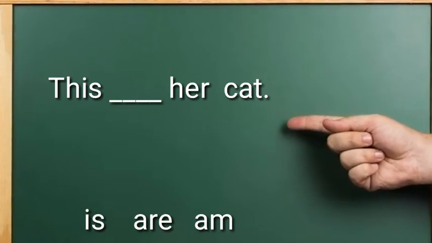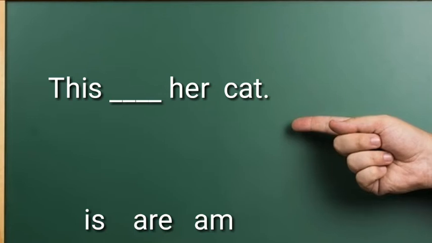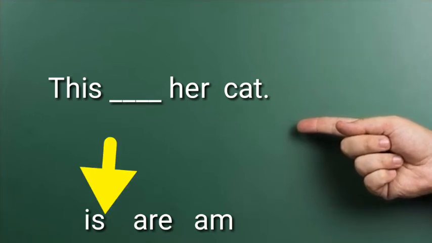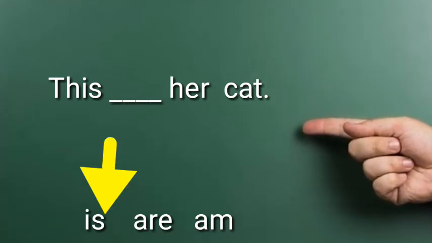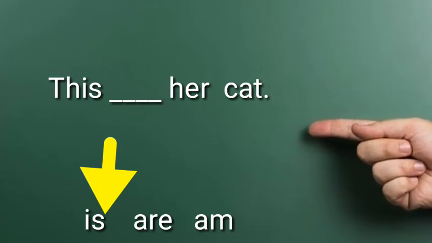Am or is. So "is" is the correct option. So "This is her cat" is the correct sentence.